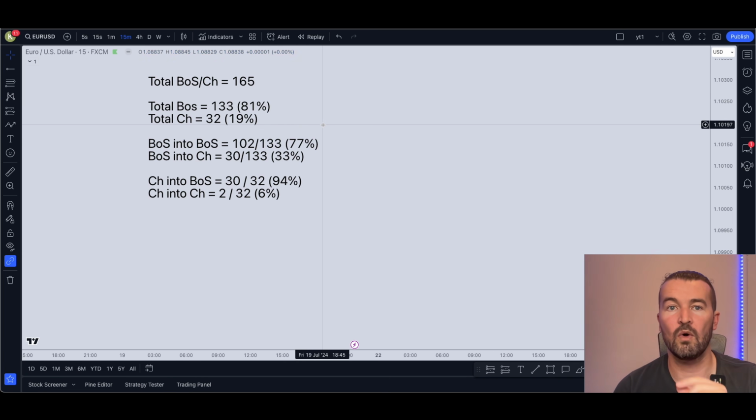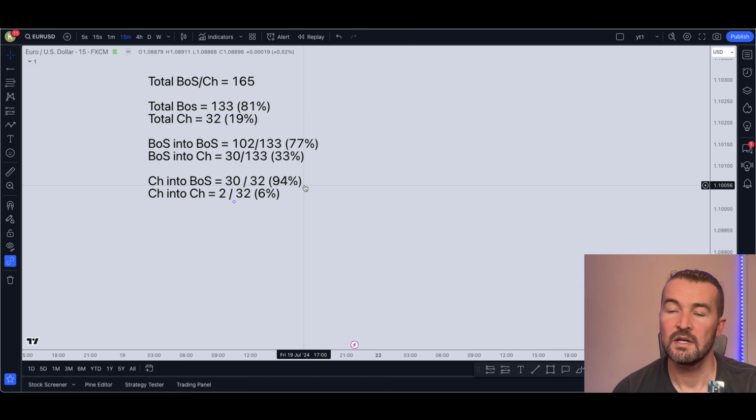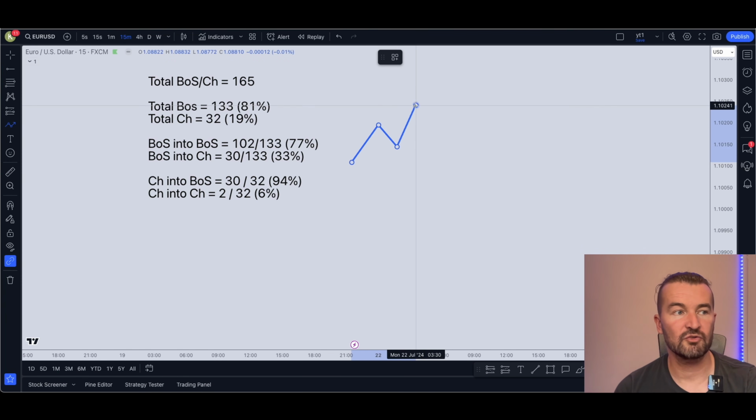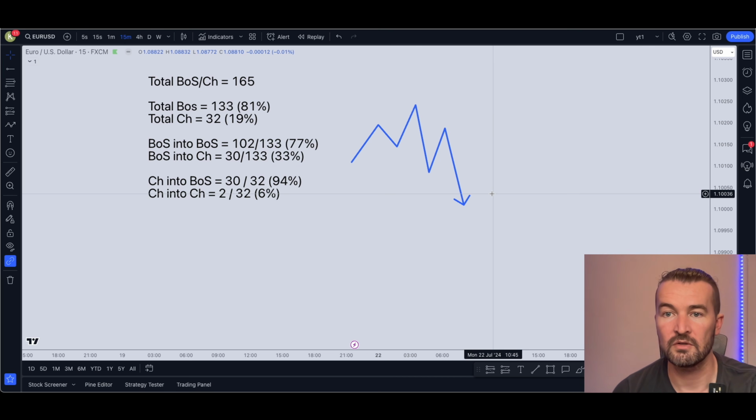Now, I just want to point out one particular stat which has really made a hell of a difference to us, and that is CHOCH into BOS. So when we do get CHOCH confirmed, what is the percentage chance that we're going to get a slight pullback and then a continuation again? It is 94%. Okay, a 94% chance of being correct in our direction. So that statistic in itself, if we get CHOCH, if we get this structure occur, we know that we've got a 94% chance that the market is going to pull back and then continue in that direction.